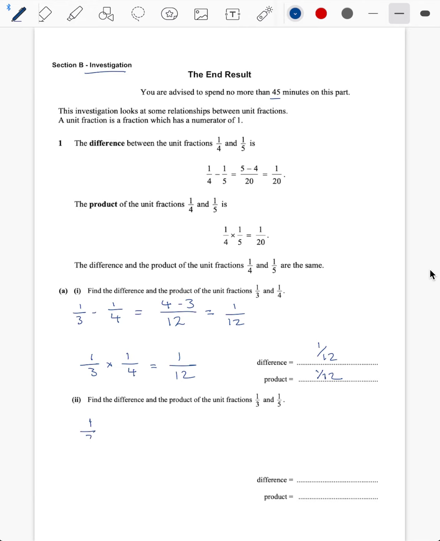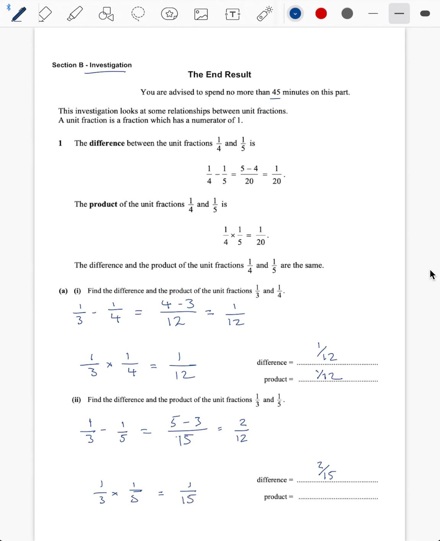1 over 3 minus 1 over 5 is equal to, now I'm going to have to make this 15, so it's going to have to be 5 over 15 minus 3 over 15, which is 2 over 15. Okay, difference is 2 over 15, and the product, a third times 1/5, is going to equal 1 over 15.